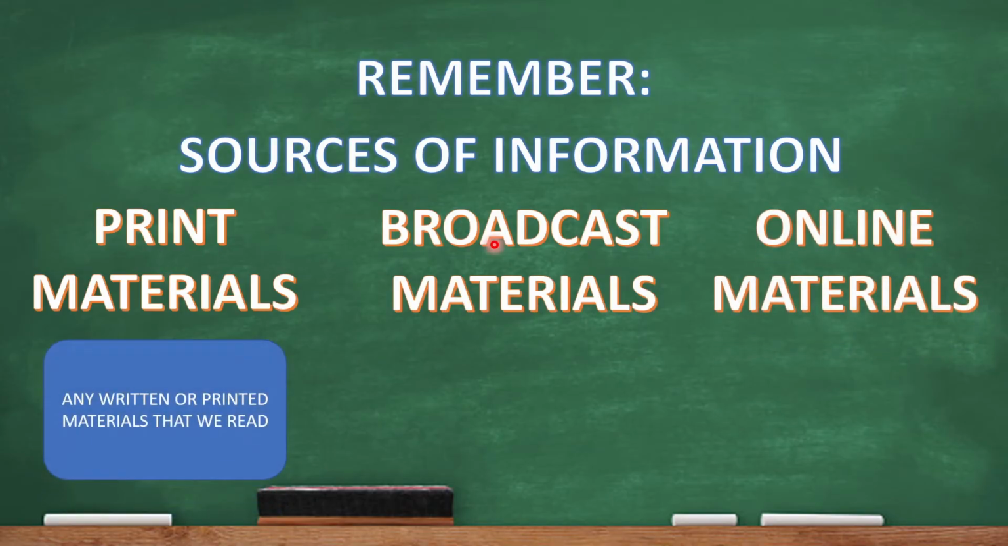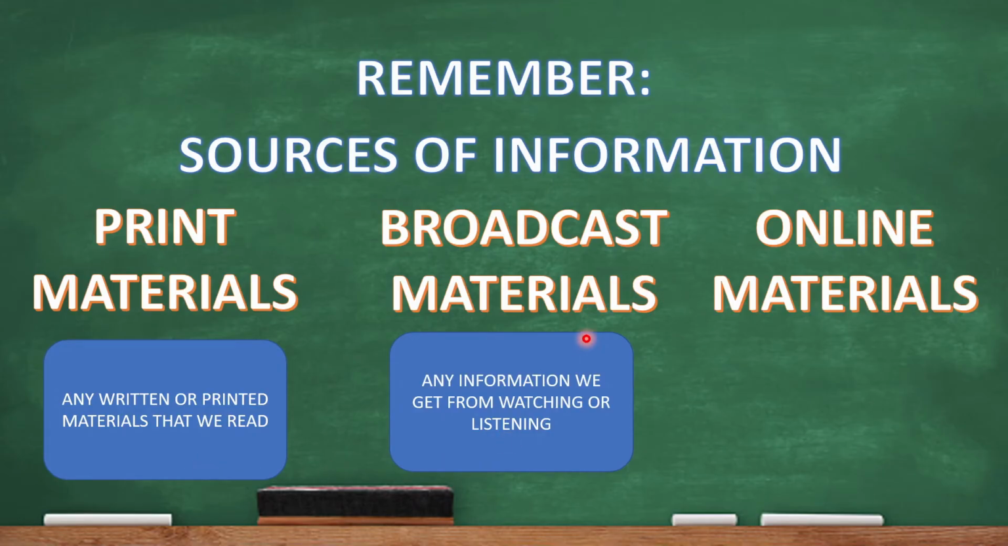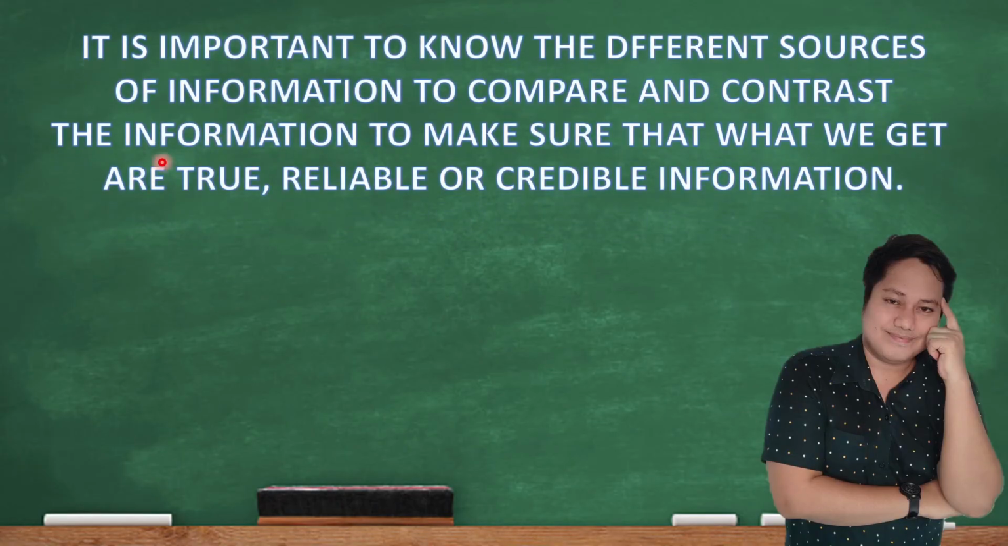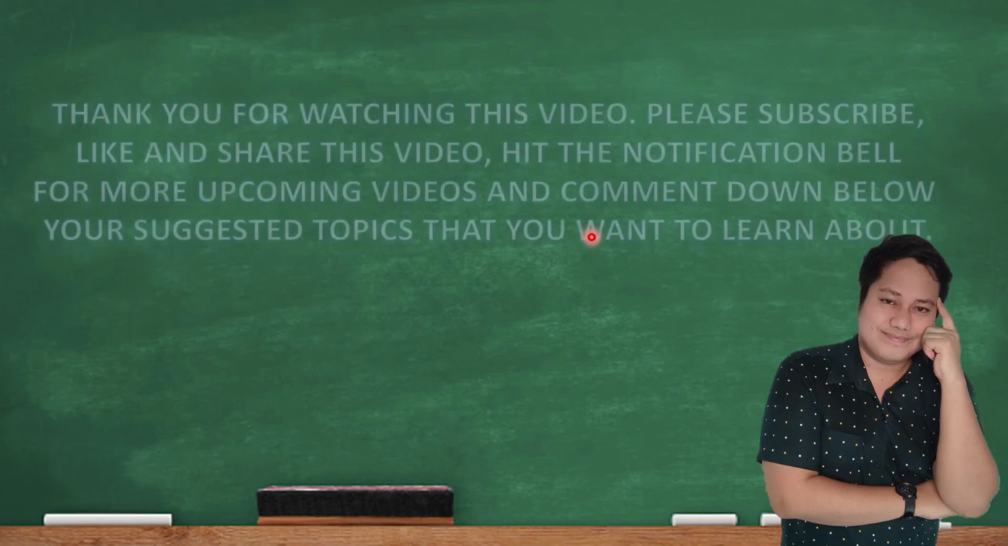Print materials are any of the written or printed materials that we read, while broadcast materials are any information we get from watching or listening. Online materials, on the other hand, are information made available through the use of the internet. It is important to know the different sources of information to compare and contrast the information, to make sure that what we get is true, reliable, or credible information.